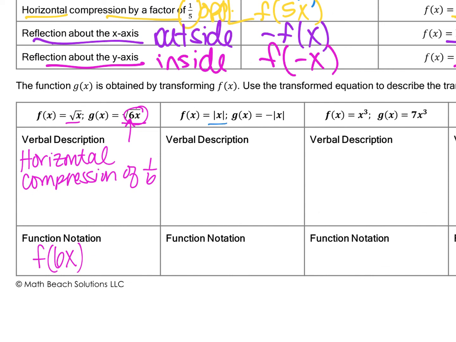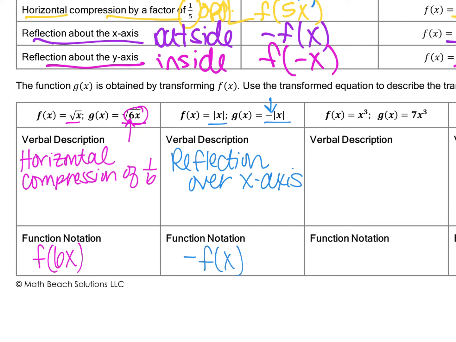Next one, we have absolute value of x, and then we're putting a negative on the outside. So that is a reflection over the x-axis. So that would just be a negative f of x for the function notation.